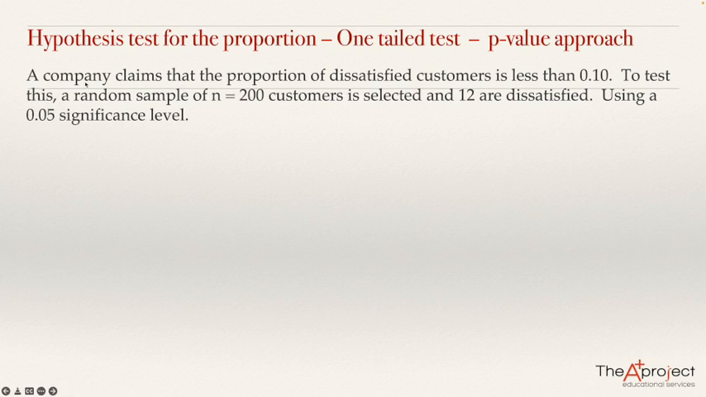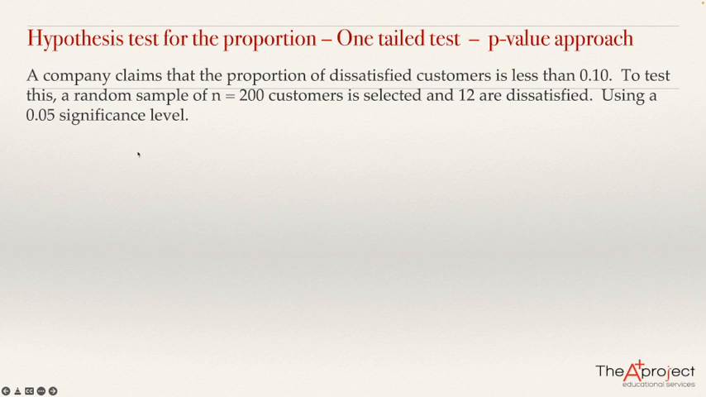Assume that the company claims that the proportion of dissatisfied customers is less than 0.10. To test this, a random sample of n equal to 100 customers is selected and 12 are dissatisfied, using a 0.05 significance level to make this hypothesis test.